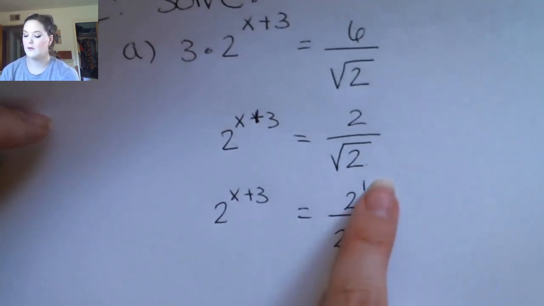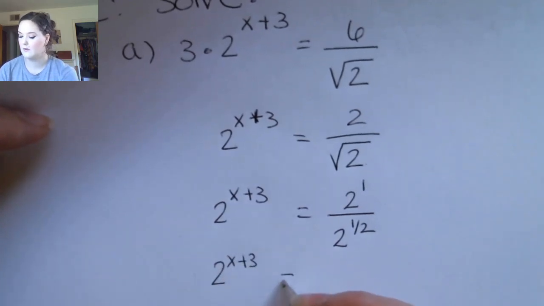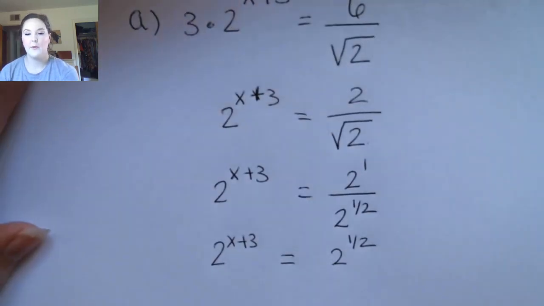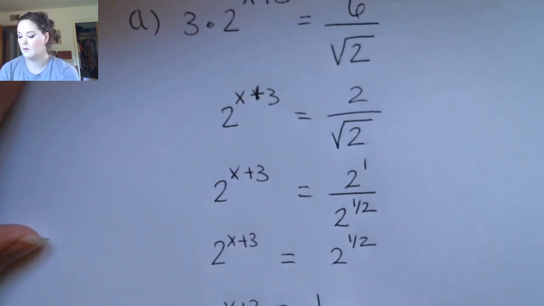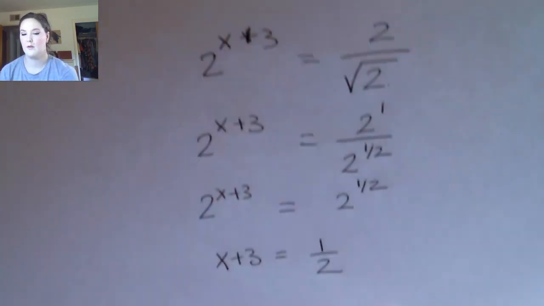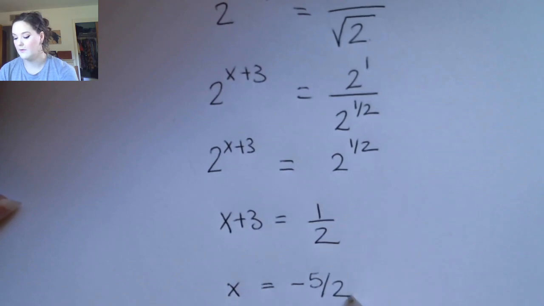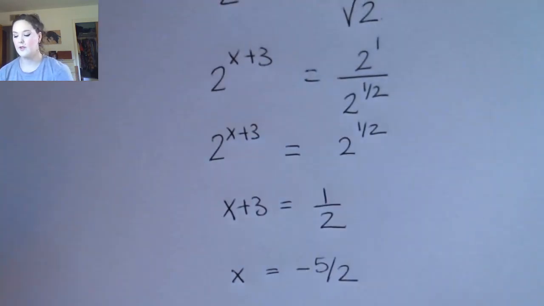Okay, now we're going to use our exponent rules to simplify this side. Okay, and now we are actually able to just equate the exponents. Okay, and the last thing I need to do is just subtract 3 from both sides. Okay, so there's my solution. So that's just a little reminder of how to use the equating exponents method.